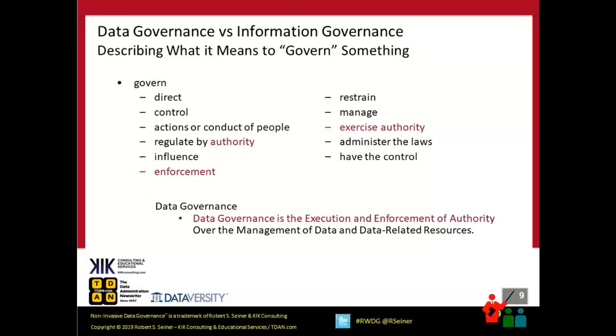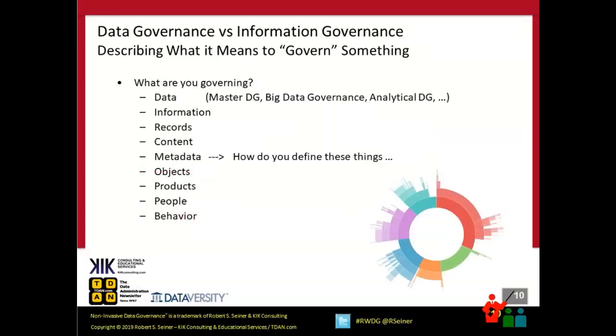We need to have an escalation path. We need to have a way of deciding what it is that we want to accomplish with our data or information or records. And so the other part of that is really what it means to govern something, and that is, what is the thing that you're governing? So we could be governing data or information. We'll talk about the differences between those.